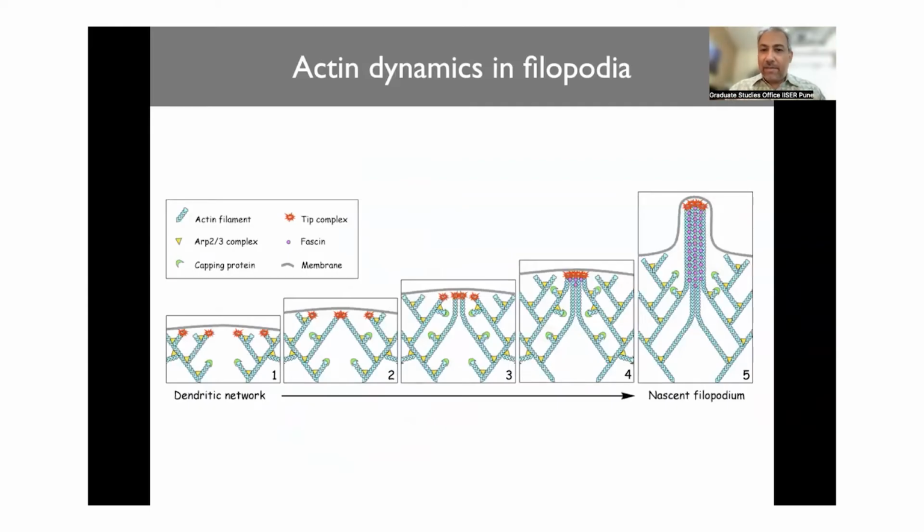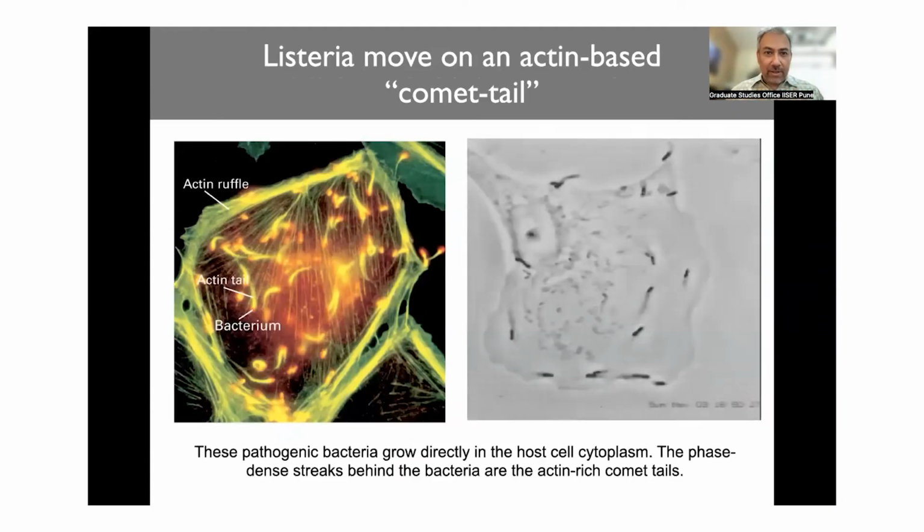And you can see, again, very distinct proteins, a tip complex, fascin, all coming together to make that filopodia-like structure, right? It's also interesting that these actin structures are exploited by bacteria. And this is a good example of a bacterium called Listeria. What you can see is Listeria that has infected a mammalian cell. And it uses the actin that is present in the mammalian cell to make nice tails of actin.